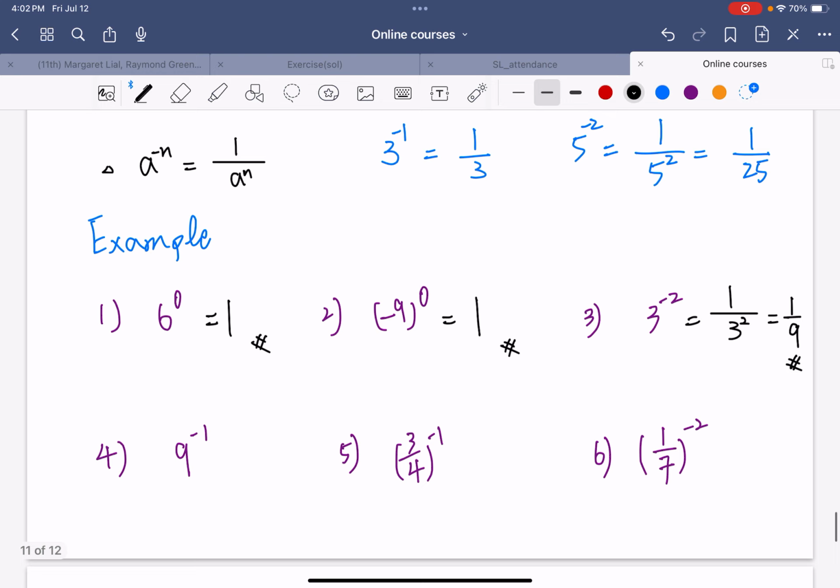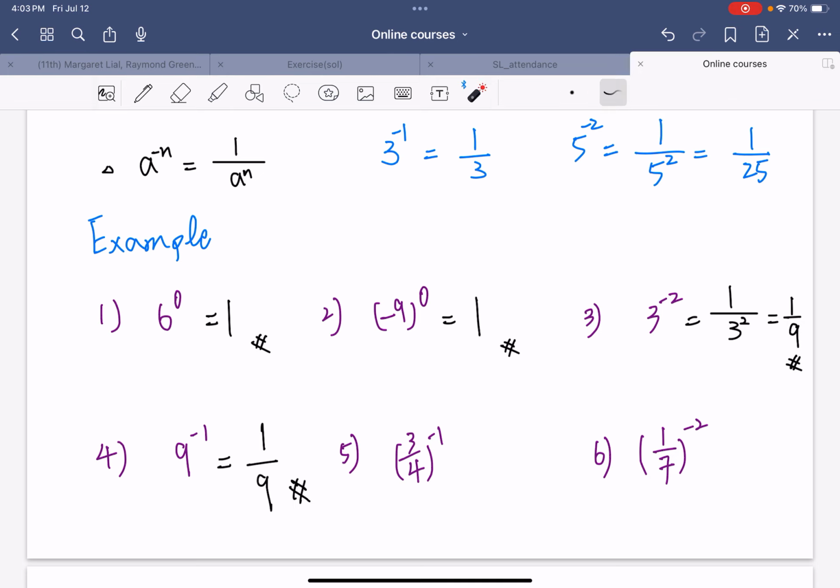Okay, and here we have 9 with -1 as its power. So we will write 1 over 9, but we can ignore the 1 here, so we just erase it, and then that will be our answer.